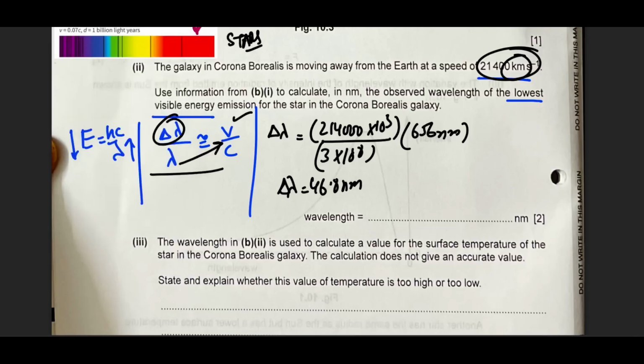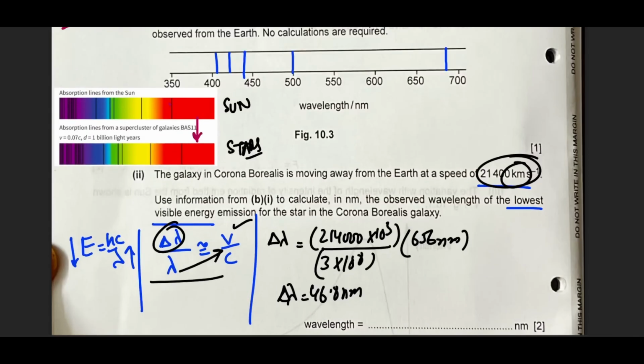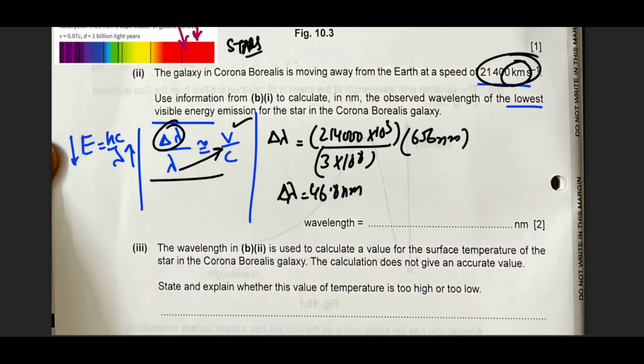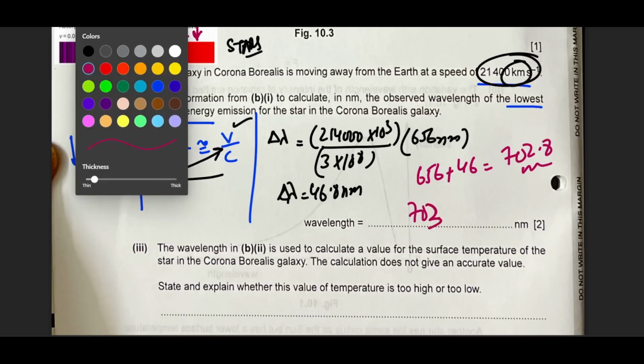Should it be added or should it be subtracted? We understand that the wavelengths are actually increasing. So 656 plus 46 will give me 702.8 nanometers. So this will be 702 or 703 or 700. We'll look at the marking scheme to confirm this.